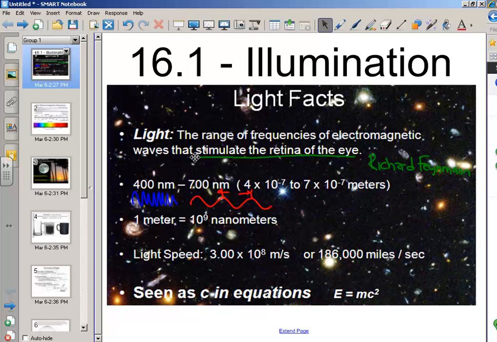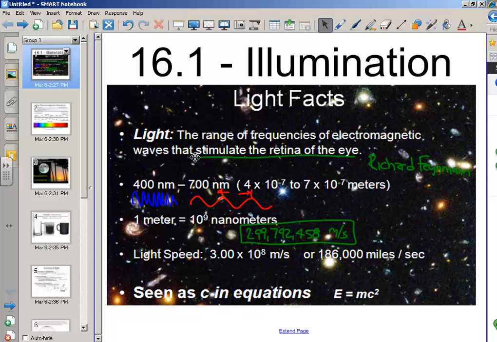Light's speed. We are going to use 3 times 10 to the 8th meters per second for all of our calculations. But the true speed of light is 299,792,458 meters per second. There's a really interesting story behind this, which is the topic of another whole lecture. But the speed of light will not change. As we get better and better at measurement, what does change is the meter.